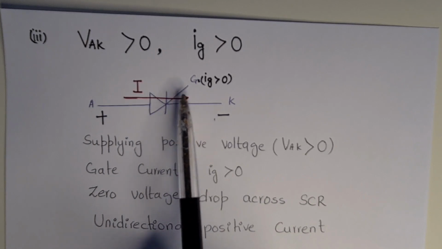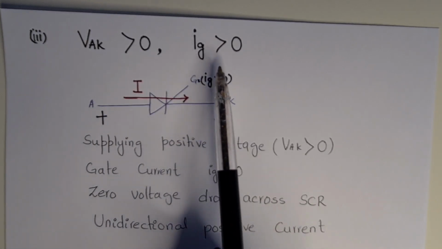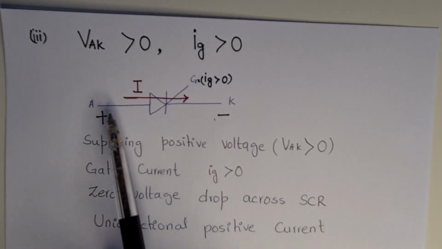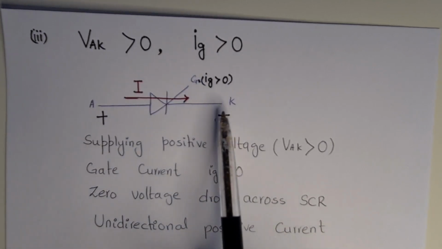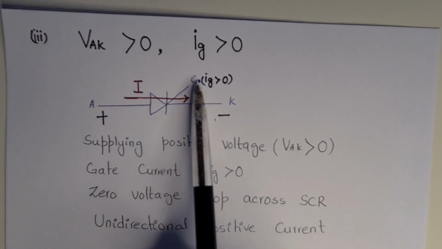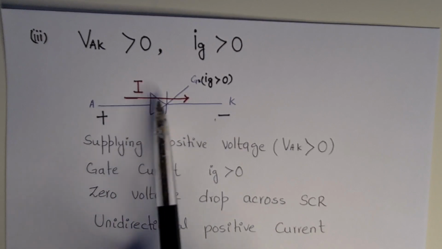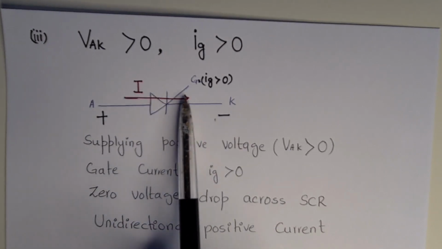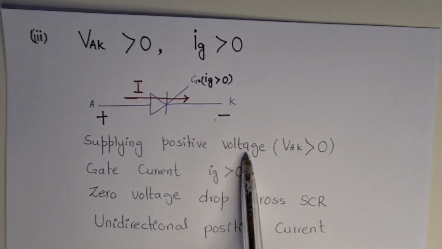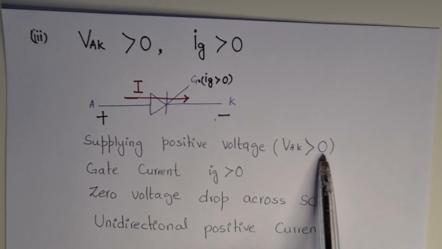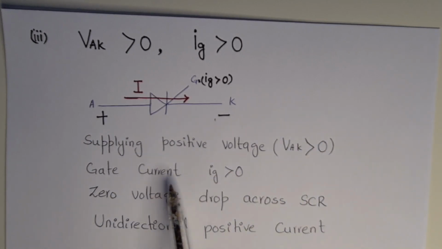Here is the third condition of the SCR, when VAK is greater than 0 and we have also applied the gate current to the SCR. Ig is greater than 0. In this condition, when anode is positive, cathode is negative and gate current is greater than 0, then the SCR will conduct positive current. Supplying positive voltage, anode to cathode voltage is greater than 0. Gate current Ig is greater than 0. 0 voltage drop across SCR. Unidirectional positive current.